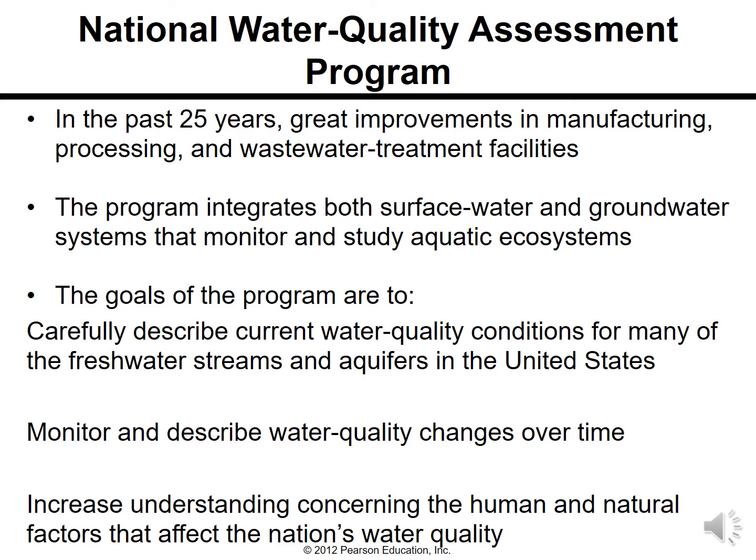In the past 25 years, there have been great improvements in manufacturing, processing, and wastewater treatment facilities. That's a great thing. The program integrates both surface water and groundwater systems to monitor and study aquatic ecosystems. The goals of the program are to carefully describe current water quality conditions for many of the freshwater streams and aquifers in the United States, to monitor and describe water quality changes over time, and to increase understanding of the human and natural factors that affect the nation's water quality.